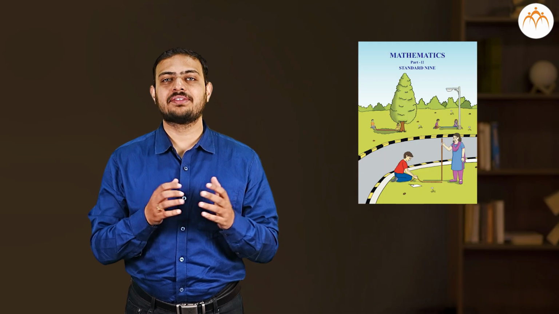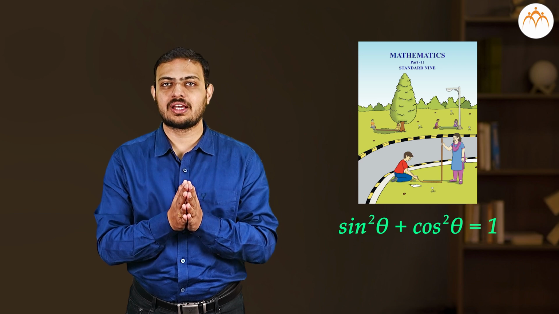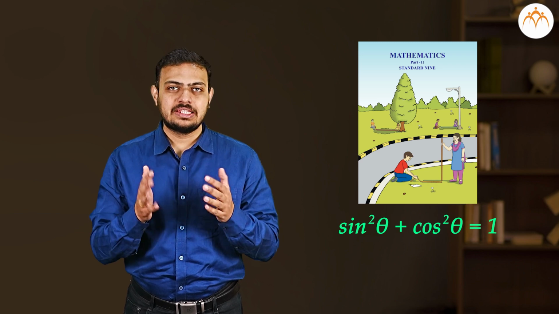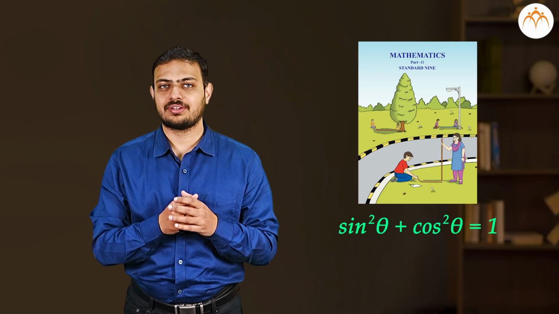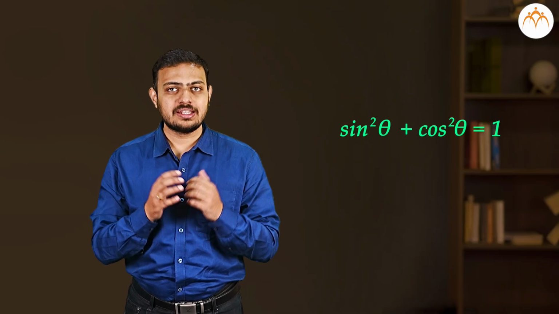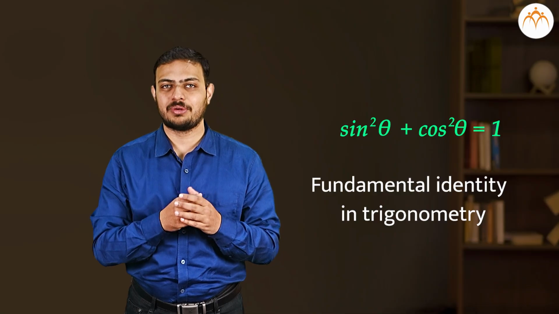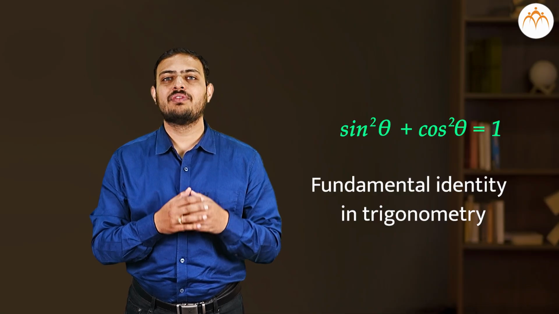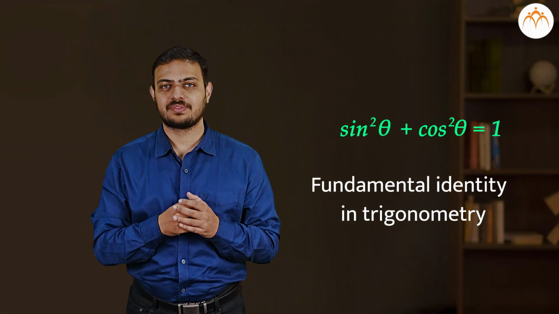Hello students. In class 9, we have studied the basic equations in trigonometry. Sin square theta plus cos square theta is equal to 1. This equation is true for angles of any measure. Therefore, this equation is called the fundamental identity in trigonometry. This year, we will learn some more identities in trigonometry.